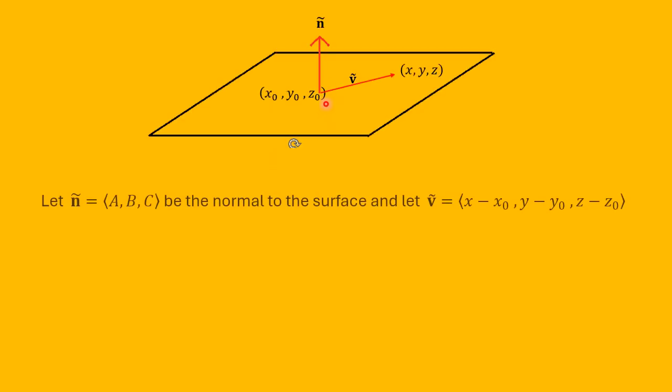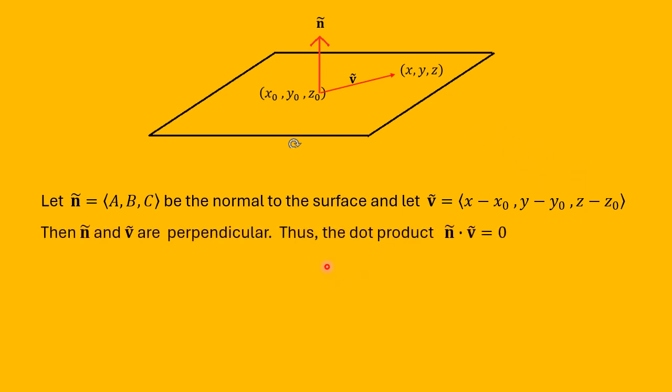So let's let this normal to the plane have components, the numbers a, b, and c. And let's let v be this vector. In that case, the vector v has components x minus x naught, y minus y naught, z minus z naught. These two vectors, n and v, are perpendicular. N, remember, is a perpendicular vector to the plane, and this vector v is embedded in the plane, so these two vectors have to be perpendicular.